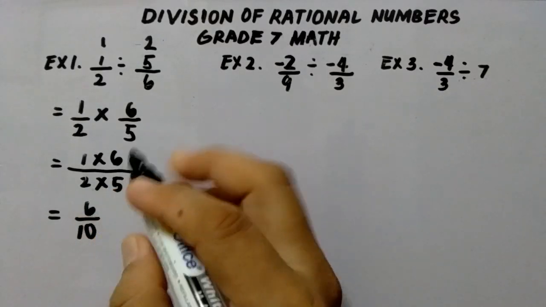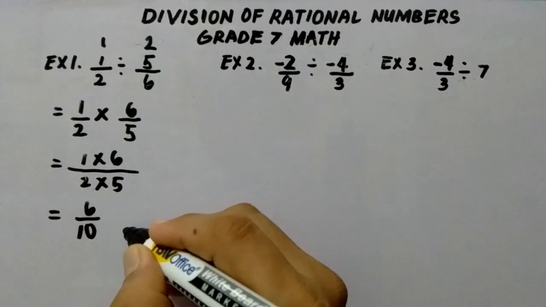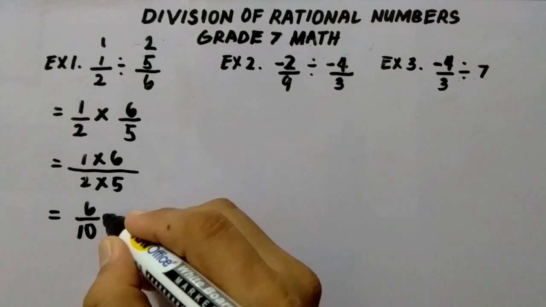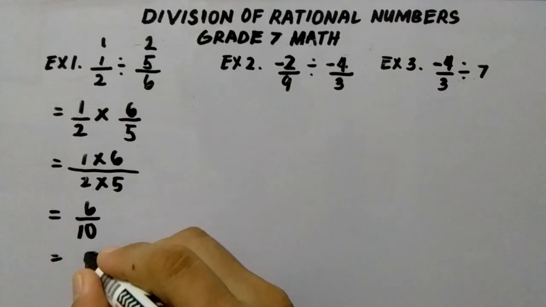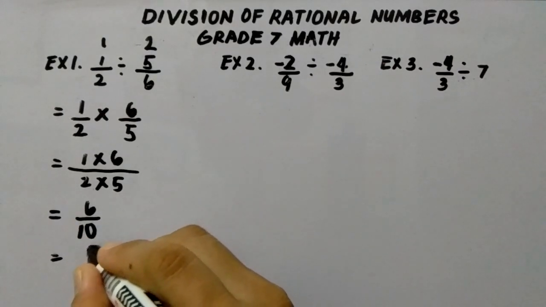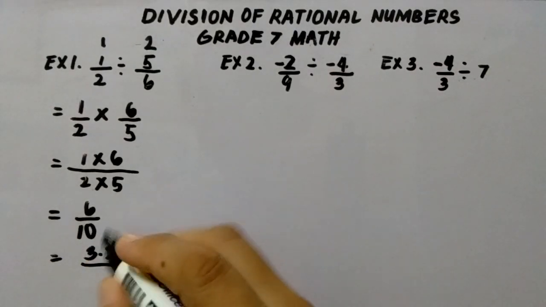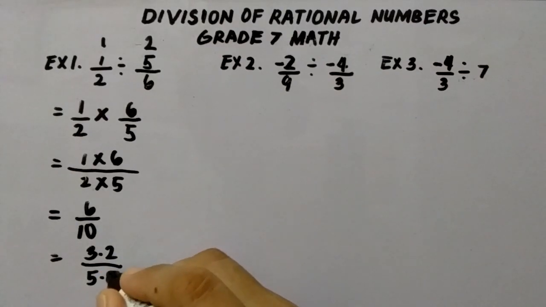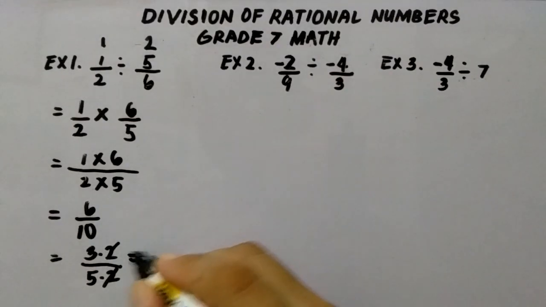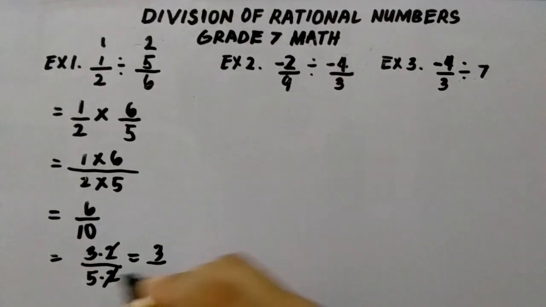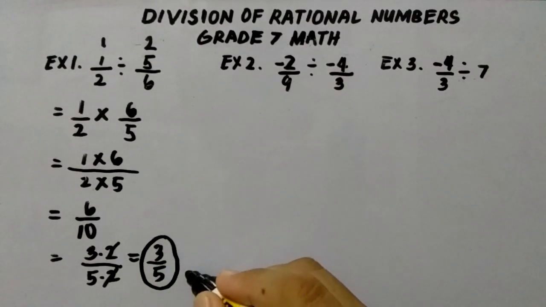So, pwede pa po natin itong i-simplify. So, i-reduce po natin ito into lowest term. Okay, so let's have the factors of 6. Okay, so equals. Okay, so ang factors po niyan is 3 times 2 over. So, ang factors po ng 10 is 5 times 2. Then, canceled. So, equals, we have 3 over 5. Okay, so this is the final answer, 3 over 5.